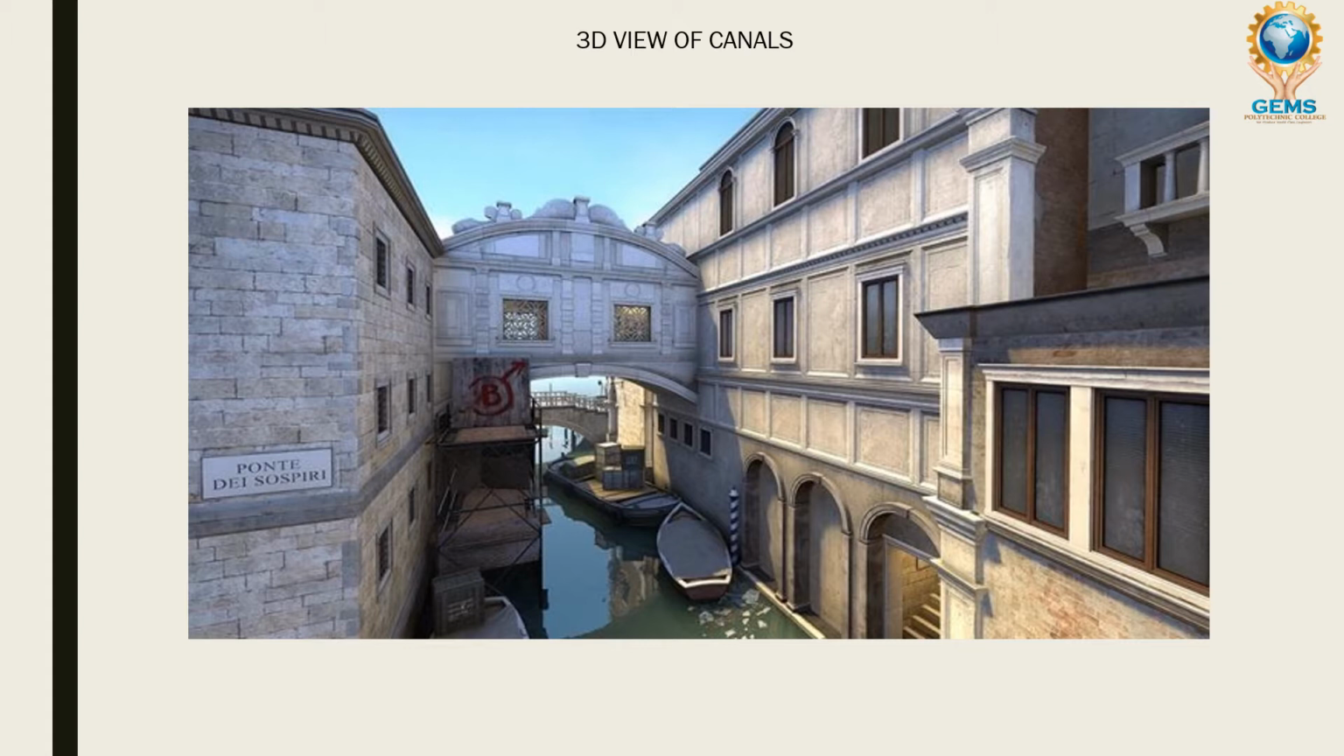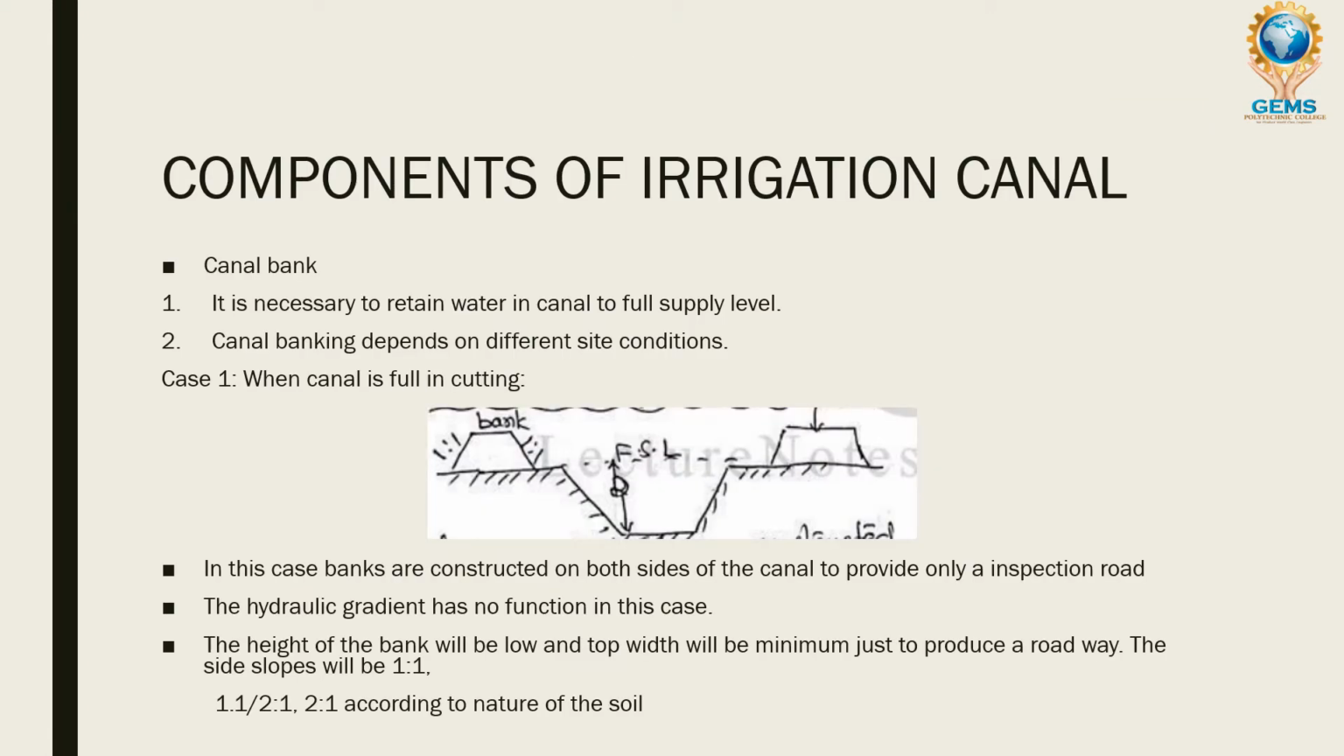Okay, what are the components of an irrigation canal is our first basic concept, in which we are going to see about the canal bank. The canal bank is present in order to retain the water in the canal at full supply level. That is the main feature of the canal bank. It retains the water at full supply level.